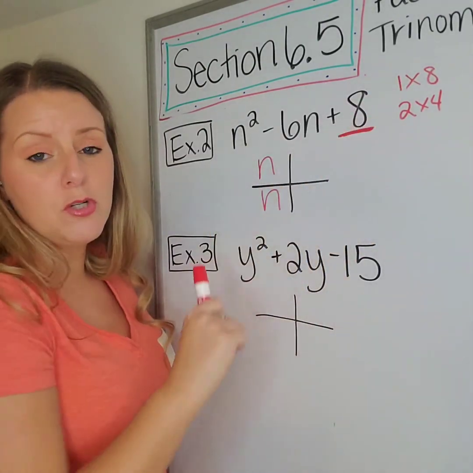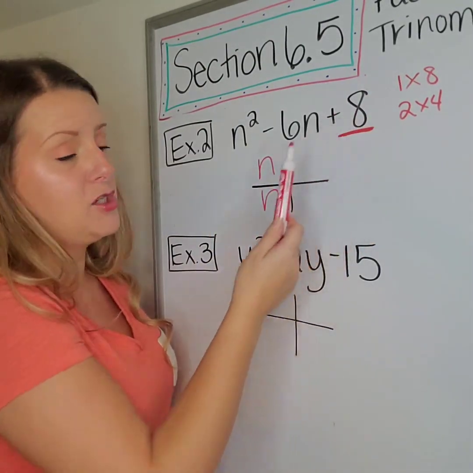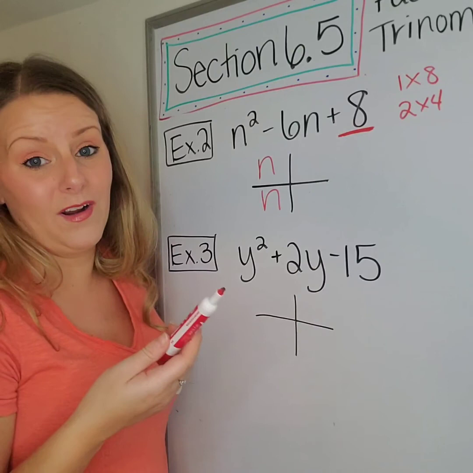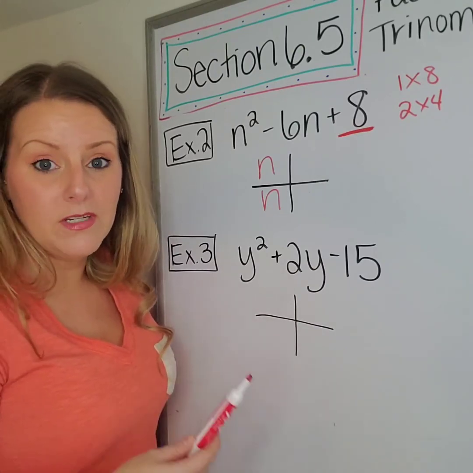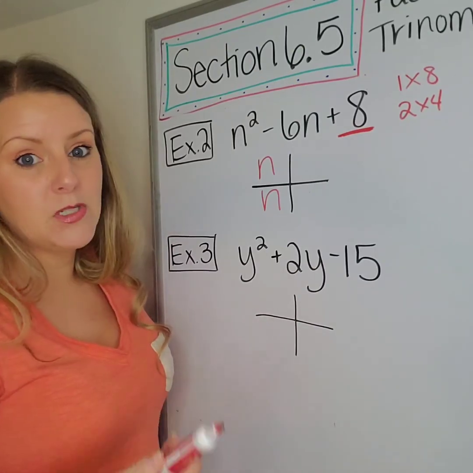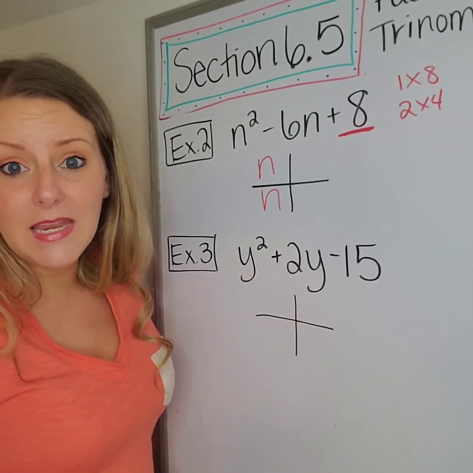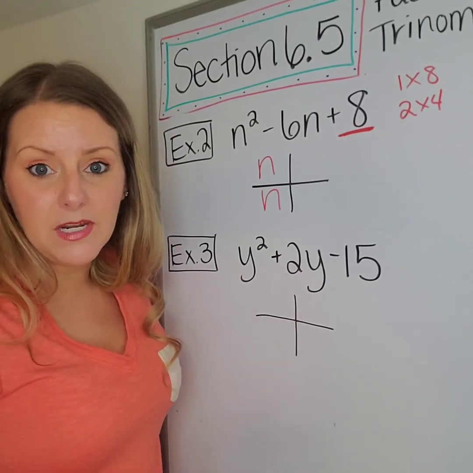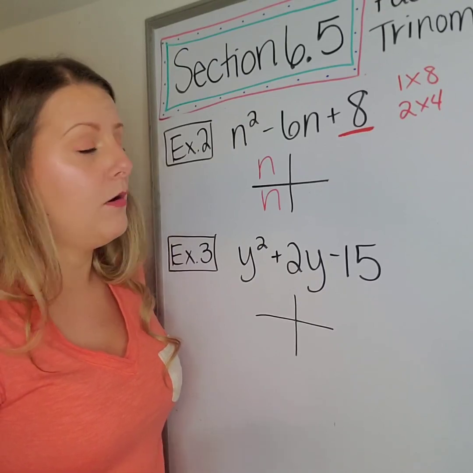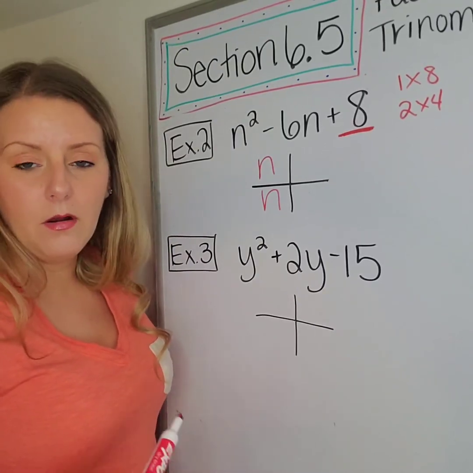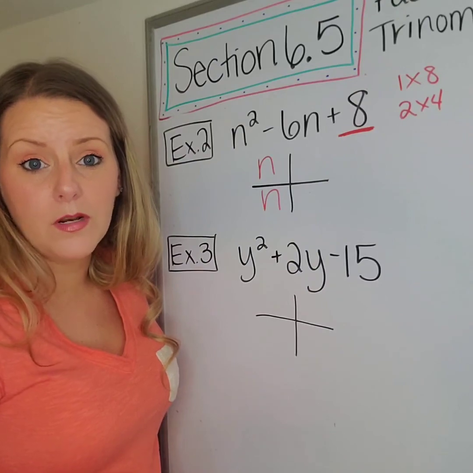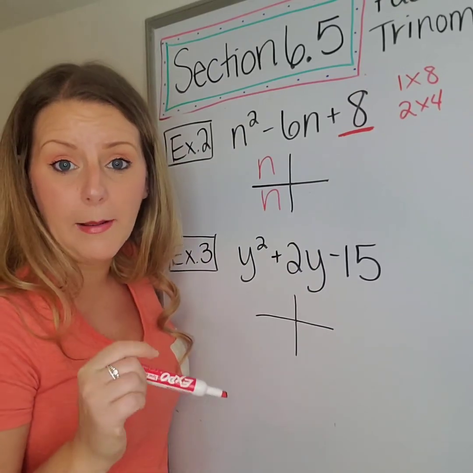We just have 2 choices, but you can imagine if I change that to 48, we're going to have a lot more choices. 1 times 48, 2 times 24, 4 times 12, 6 times 8. There are so many different possibilities with bigger numbers like 48. So just keep that in mind. There might be more than just a few options, but only one option will work.